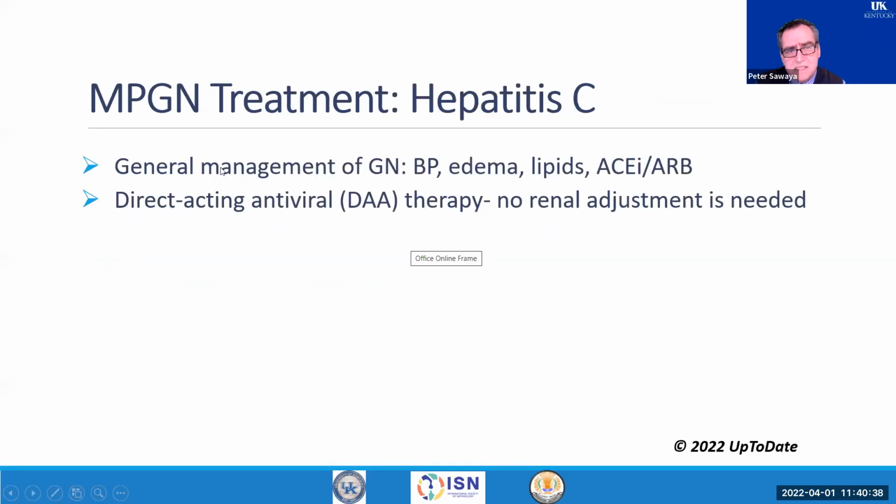So the hepatitis C general management, of course, for all MPGN, everything you've got to do. I mean, all glomerulonephritis: blood pressure control, edema control, and as Dr. Giara said yesterday, lipids, ACE inhibitors, and ARBs. Those are like a given. They should be mixed in the water the patient is drinking.